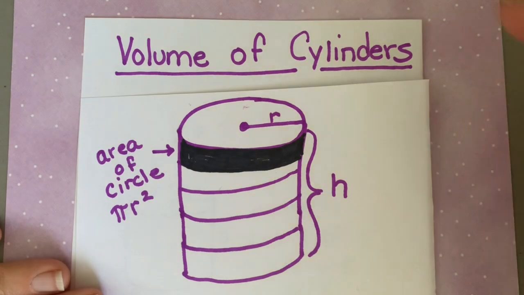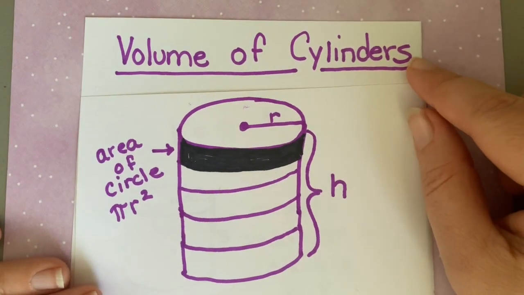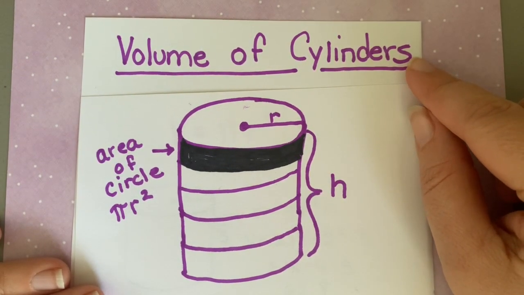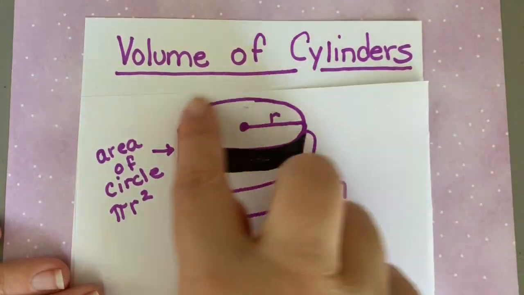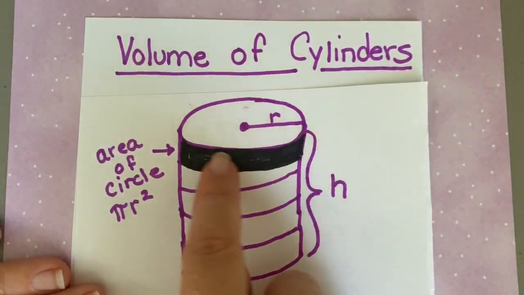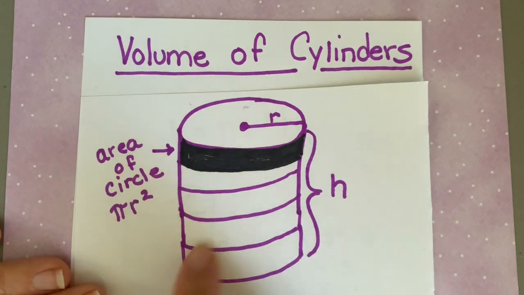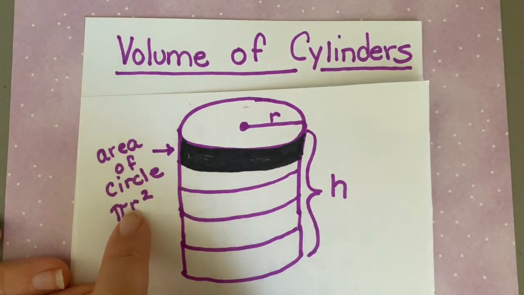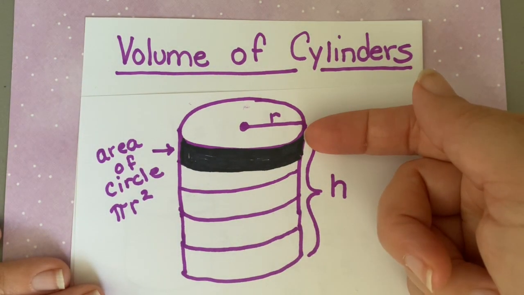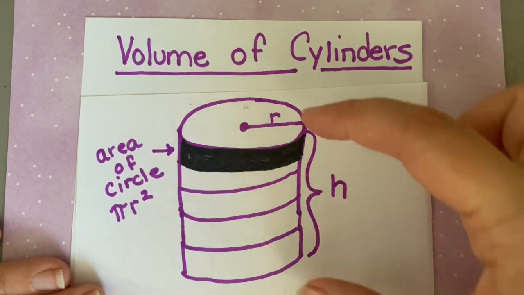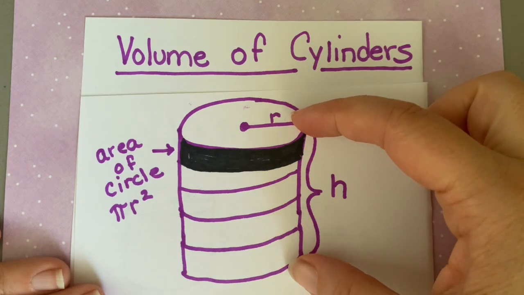This lesson is on finding the volume of cylinders. Just before we get to that formula, I just want to remind you that really a cylinder is just made up of a whole bunch of circles. And so if you know the area of a circle, which is pi r squared, all you have to do is multiply that by the height to get the total volume of a cylinder.